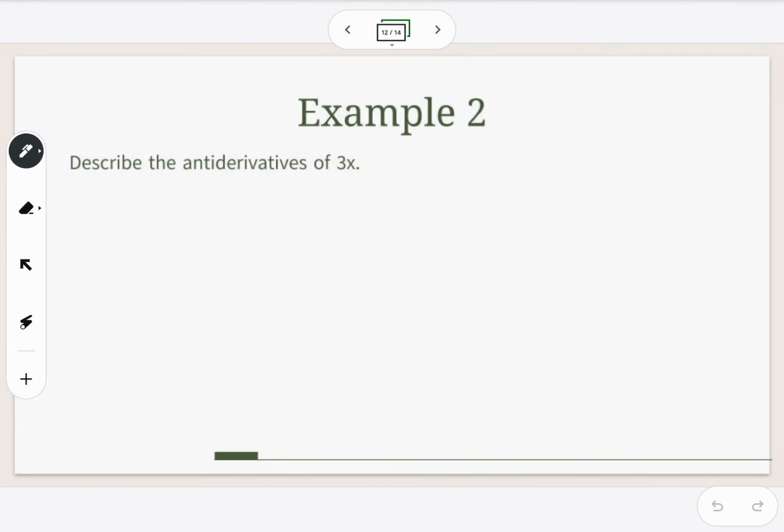Okay, example 2. Describe the antiderivatives of 3x. So our problems from here on out are going to look like this. That's my integral symbol, 3x with respect to x. I'm allowed to pull that 3 out in front. So then I need to figure out, okay, what is the integral of just x? Well, I know that it's just going to be 3, and then using my power rule, I'm going to have x, that's kind of a sneaky little power of 1, right? So x to the 1 plus 1 would be x squared. And then I'm going to divide that whole thing by 2, okay? And then I need to make sure that I'm still adding my constant, all right?